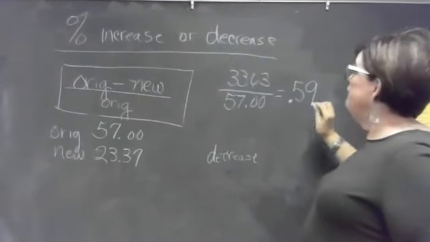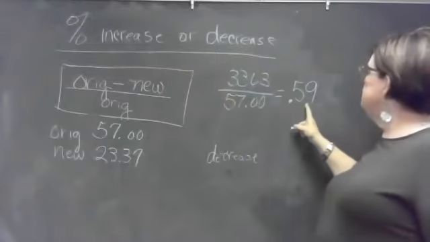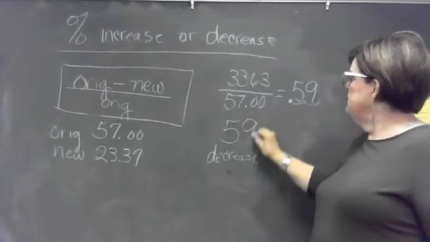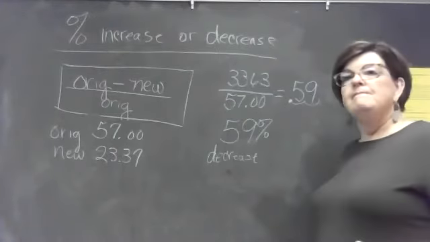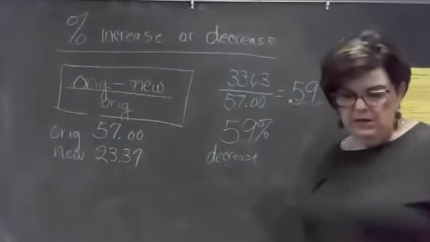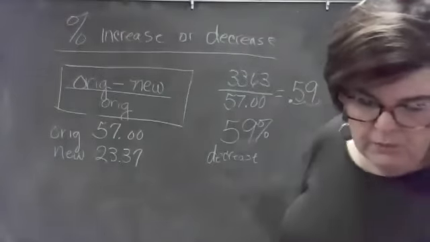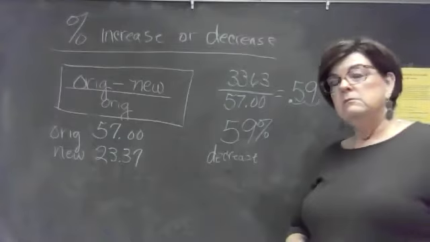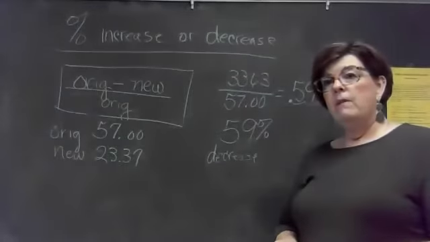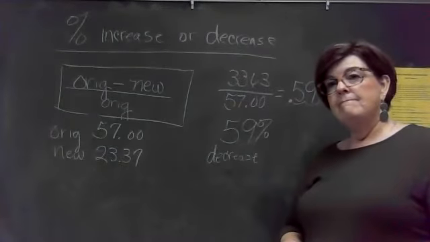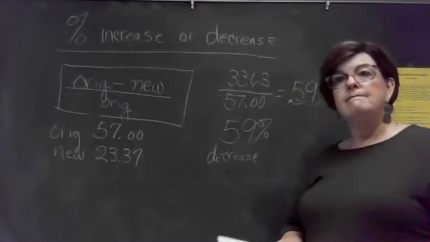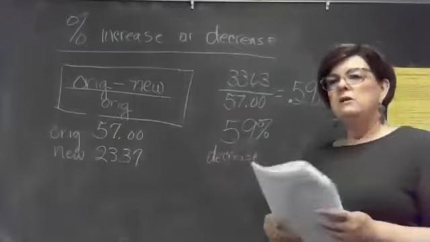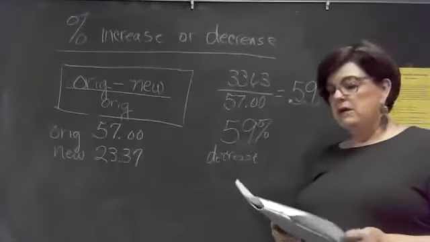This is 0.59, but we're finding percent increase or decrease. So you change this to a percent. And so we have a 59% decrease. Good, good, good. So the number higher on top is going to be a decrease. Yes. It just says if I was buying something for $57 and now it's 23, yeah, they decreased the price.